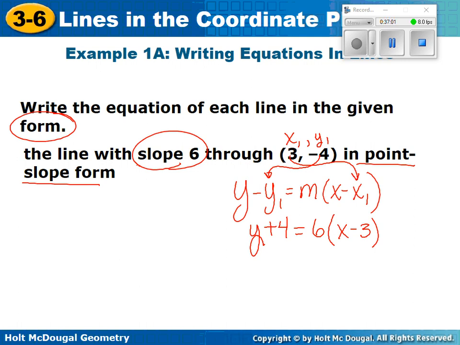Somebody last hour said, do we distribute the 6? And I said, no. Remember, your whole goal is to write it in point slope form. If you distribute the 6, you're starting to put it in slope intercept form because you're trying to get all the things combined. They don't want it combined. They want it to where you can see the slope and a point, so that if you wanted to graph it, you could graph it. Does that make sense?